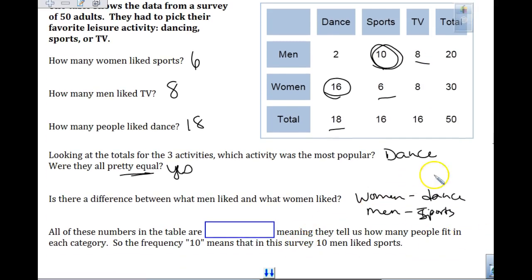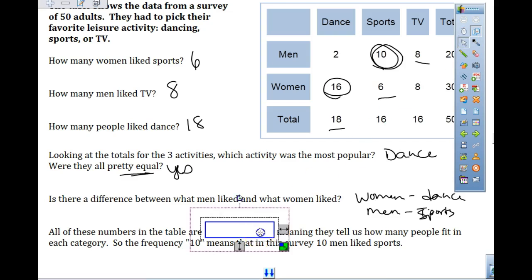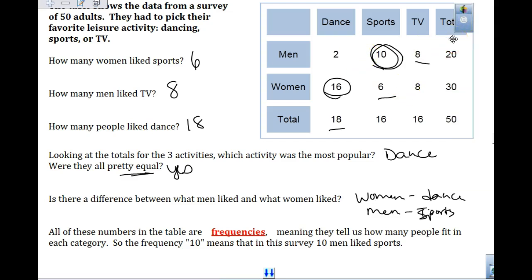All these numbers in this table are called our frequencies. They are just simply the numbers from when they surveyed the people. So those are called our frequencies, if you would write that down.